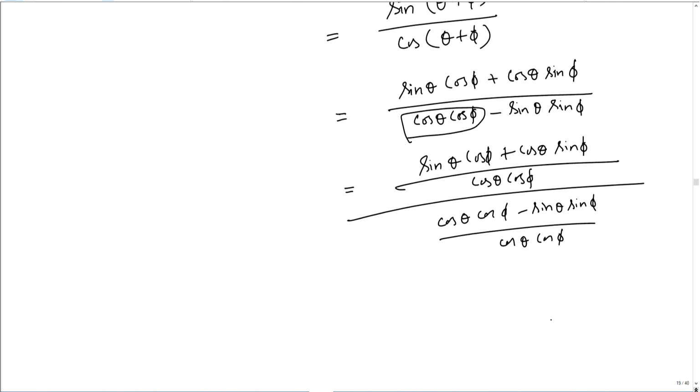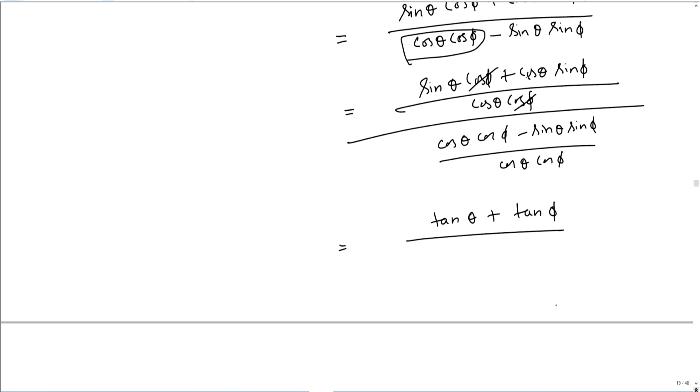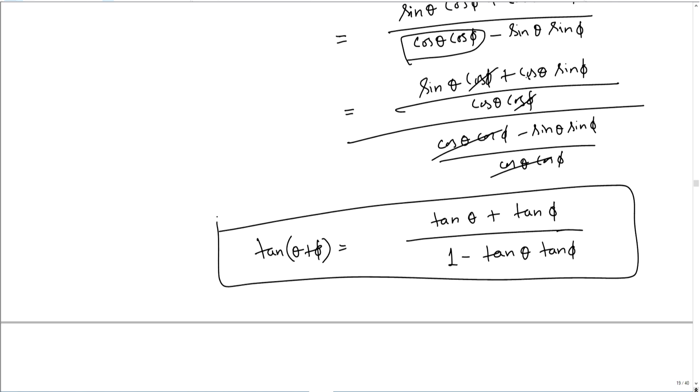Okay, so, let us see what happens. In the numerator cos phi will cancel out. So, you have sin theta by cos theta, which is tan theta. Here cos theta will cancel out and you would have sin phi by cos phi, so basically tan phi. In the denominator cos theta cos phi will become 1, and here sin theta sin phi divided by cos theta cos phi would be tan theta tan phi. Okay. So we proved this identity, that tan of theta plus phi equals to this.